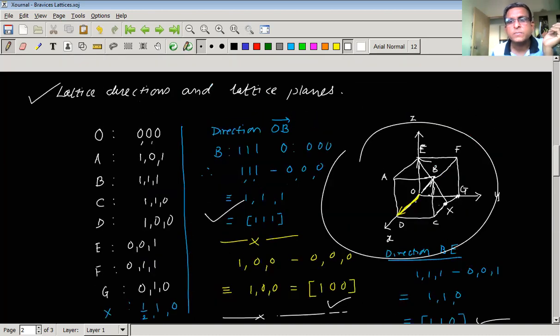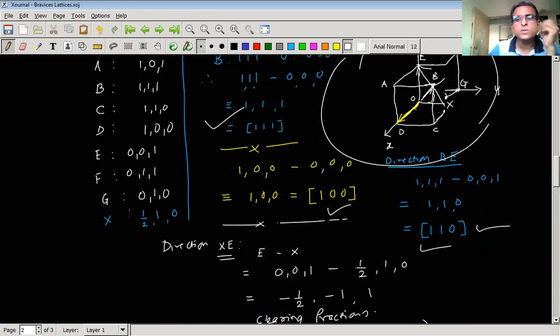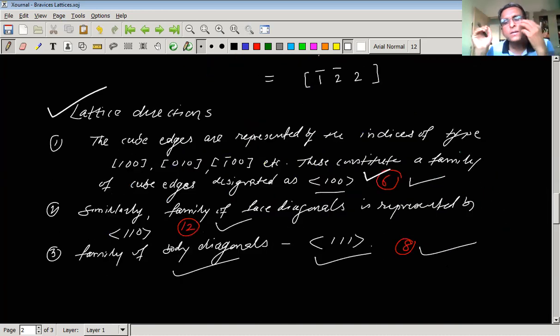Here this vector BE is the diagonal of the upper face of the cube. For this direction, we have calculated the indices as 1 1 0. All such face diagonals can be grouped into one bracket because they are of the same type, and that can be represented as <1 1 0>. And if we look for the total members, then the total members in the face diagonal family happen to be 12.